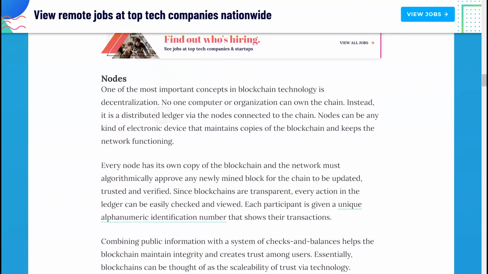Nodes. One of the most important concepts in blockchain technology is decentralization. No one computer or organization can own the chain. Instead, it is a distributed ledger via the nodes connected to the chain. Nodes can be any kind of electronic device that maintains copies of blockchain and keeps the network functioning. Now, I want you guys to remember this last sentence. Nodes can be any kind of electronic device that maintains copies of the blockchain and keeps the network functioning.